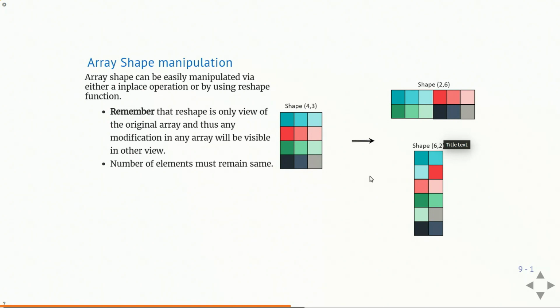Similarly, this array can be reshaped to the new shape of 6, 2 by following the same procedure. That is, first we will fill the first row of this new array by picking the elements from the existing array in a row-wise manner, and then we will fill the second row and third row, and so on.